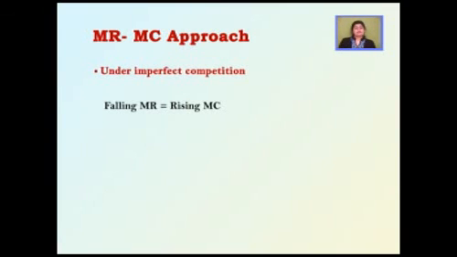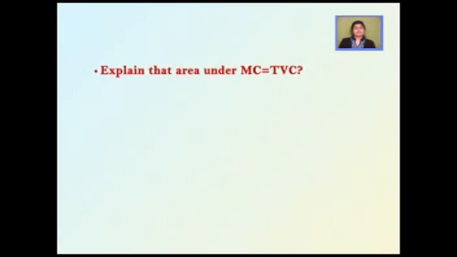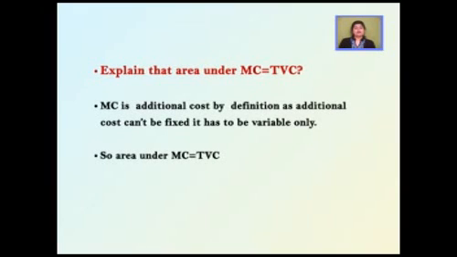Now, another type of question which is sometimes asked in the examination is that you have to explain that area under marginal cost is actually the total variable cost. This can be explained in simple two lines, that marginal cost is the additional cost by definition, and as additional cost can't be fixed, it has to be variable. So the area under MC will automatically be total variable cost.